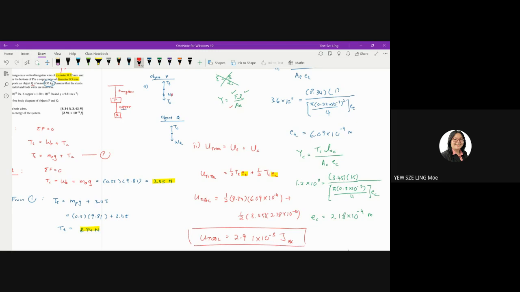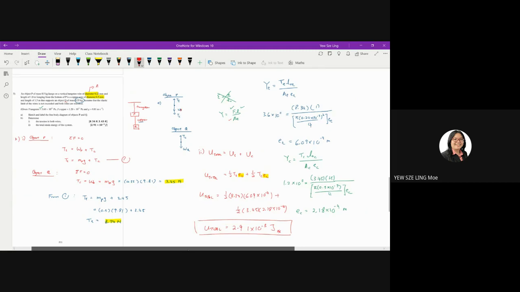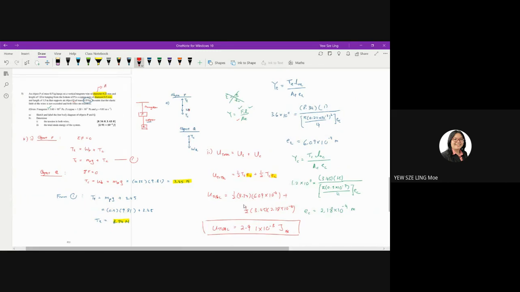This question is a bit long, so make sure you understand how to calculate it. When it comes to total strain energy, basically you just add up the energy in every part of the wire, in every wire. So you have a tungsten wire, you have a copper wire, you calculate the energy inside the tungsten wire, you calculate the energy inside the copper wire, and then you just add them up. Then done, end of story. That's all for today.